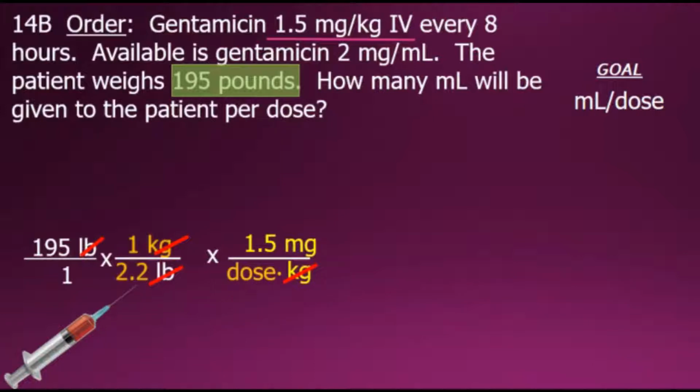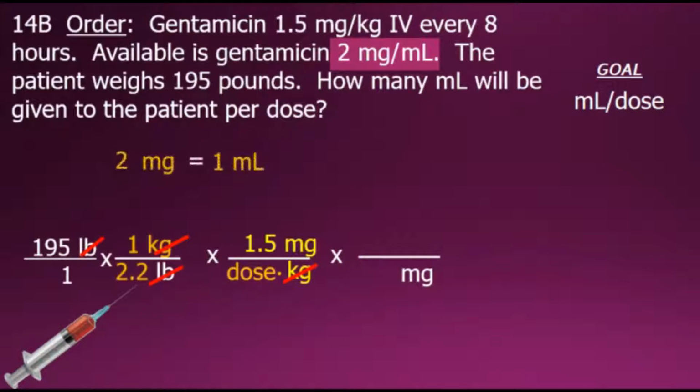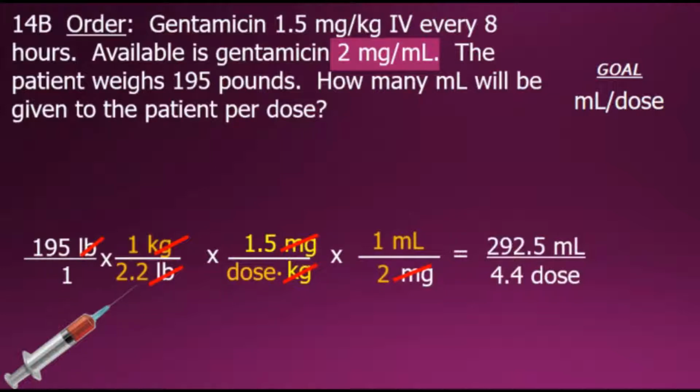One step remaining is to replace milligrams, and to do so, our next conversion fraction needs milligrams in the denominator. The availability of gentamicin is given here as 2 milligrams equal to 1 milliliter. Arranging those equivalent values in our conversion fraction allows us to cancel out the milligrams and gives us milliliters per dose for the units. Simplifying, we'll multiply numerators and denominators, and last we'll divide to simplify our result, giving us a final answer of 66.5 milliliters per dose.